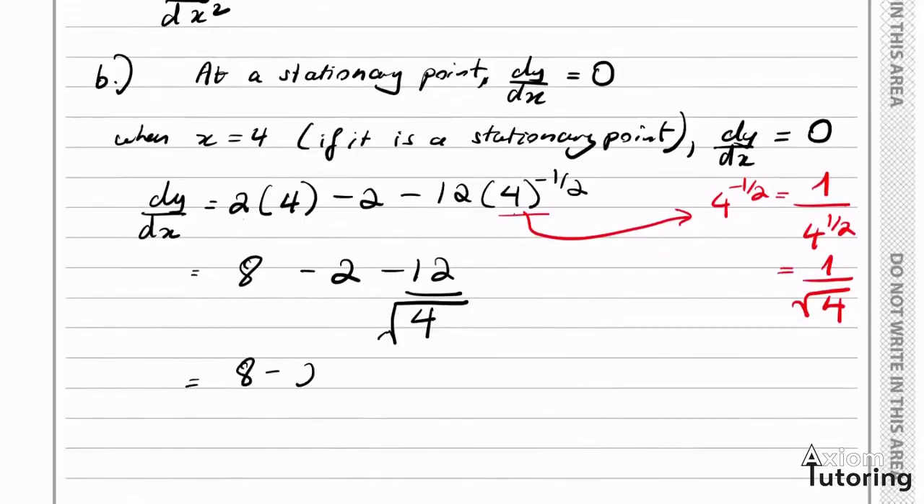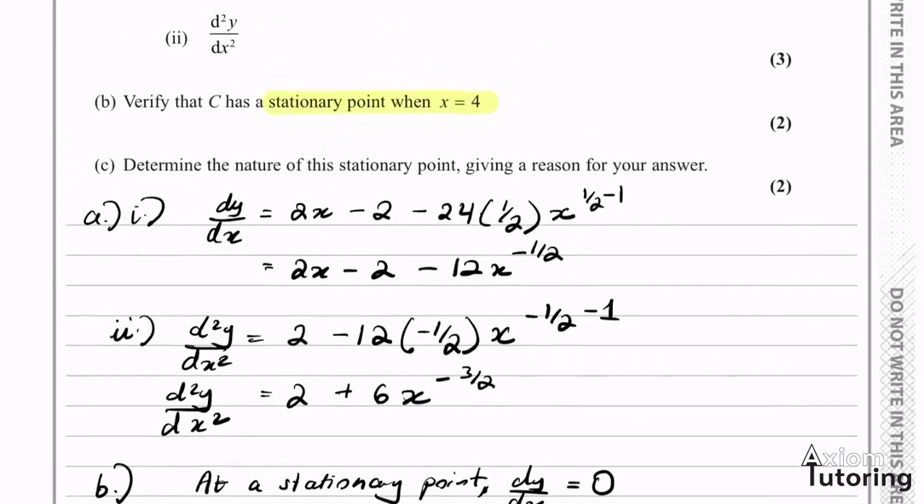Okay, so what's that going to equal? That's 8 minus 2 minus 12 over 2. That's 8 minus 2 minus 6, which is 8 minus 8, which is 0. So when x equals 4, dy over dx is in fact 0. And so we verified that when x equals 4, there is a stationary point.